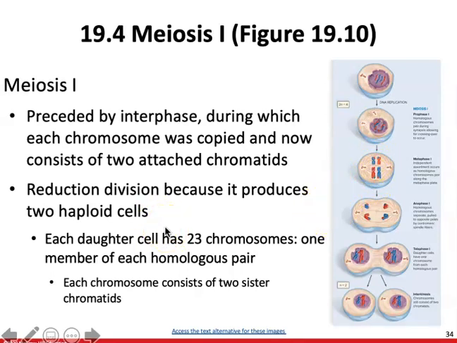This is called reduction division because we're going to be resulting in the production of 2 haploid cells. We're going from a single diploid cell to 2 haploid cells in meiosis 1. That's the end goal of meiosis 1. We start off with 1 diploid, we're going to end up with 2 haploid. Each daughter cell is going to have 23 chromosomes, 1 member of each homologous pair. And each chromosome is going to consist of 2 sister chromatids. So all we are doing in this first stage is going from a diploid cell to a haploid cell. In our example here, we start off with 4 chromosomes. We're going to end up with 2 cells that each have 2 chromosomes at the end of it.